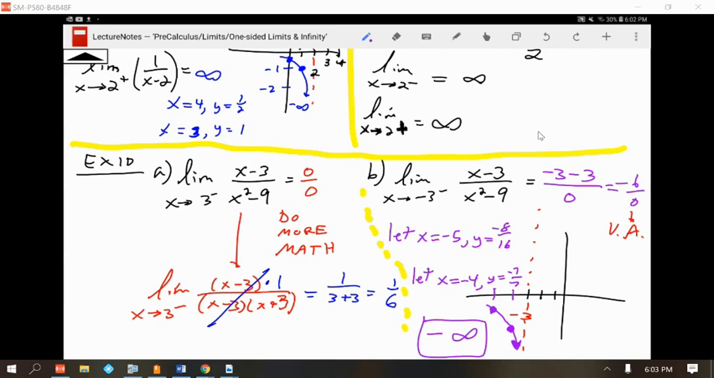So, piecewise functions and vertical asymptotes. That's the new flavor of the day. I got a worksheet that you can work out now, and I'll post the answers tomorrow.